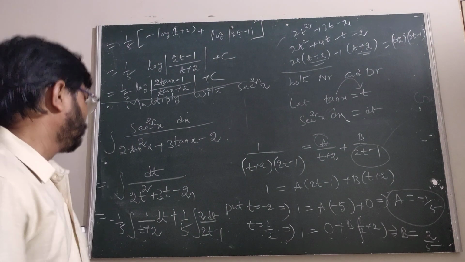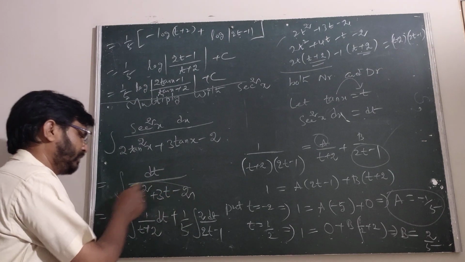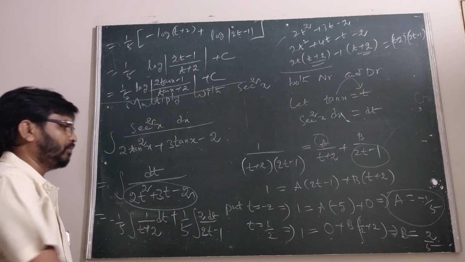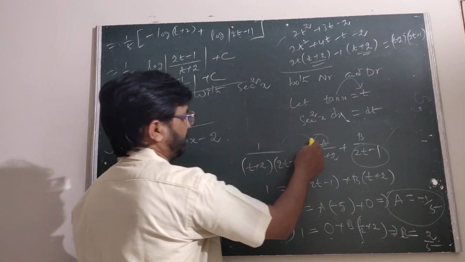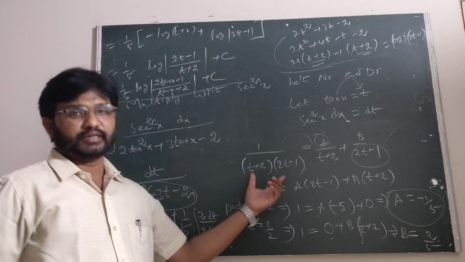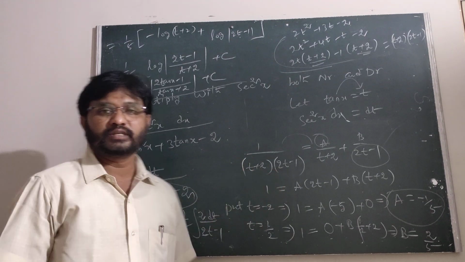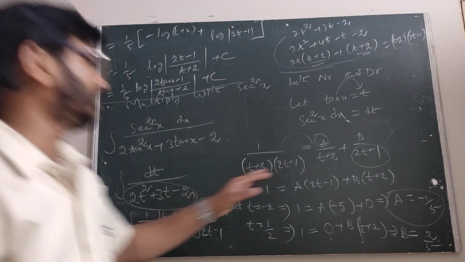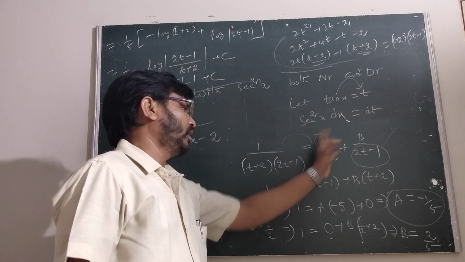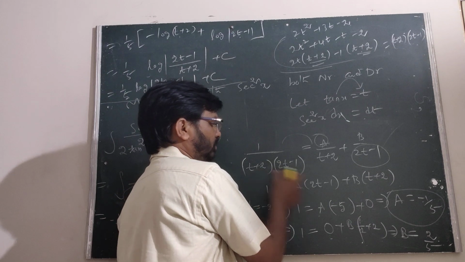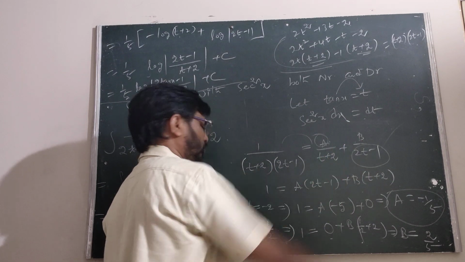Substituting all these, we get a quadratic expression in the denominator. Now this denominator is expanded into two factors. When we get the two factors, this is integration by the method of partial fractions. It can be written as A by something plus B by something. How do we solve for the A and B values? We take the LCM, therefore A into this one, B into this one.